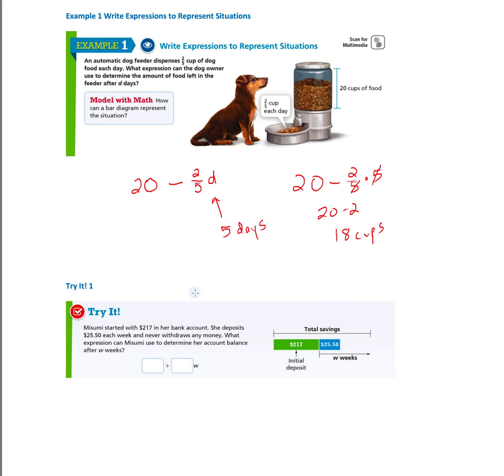So let's take a look at this. Try it here. On the try it ones, I would highly recommend that you pause the video and try to work it out totally on your own, and then watch it and see if you get what expression I end up with. So try to do things on your own. It's kind of like riding a bike.